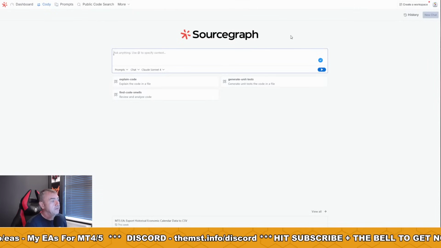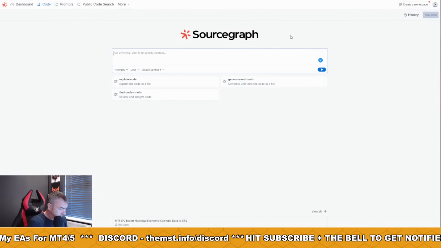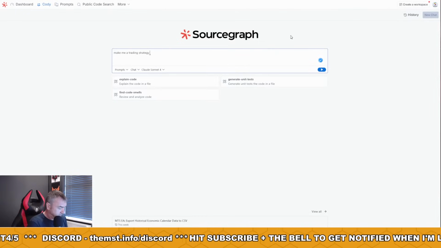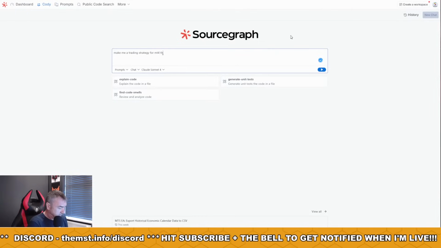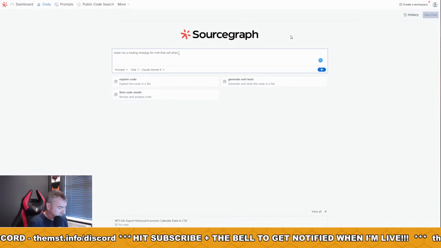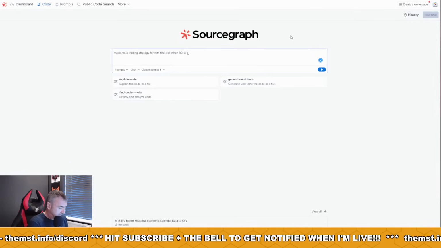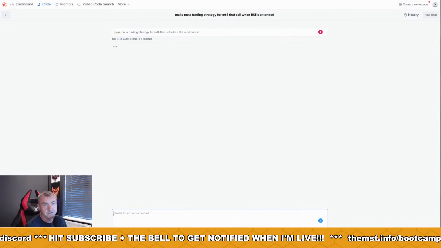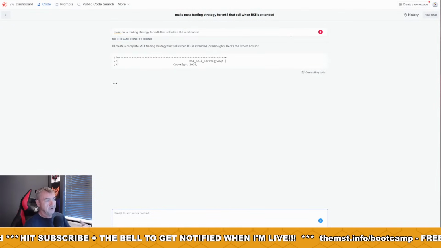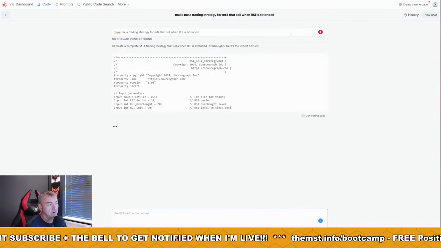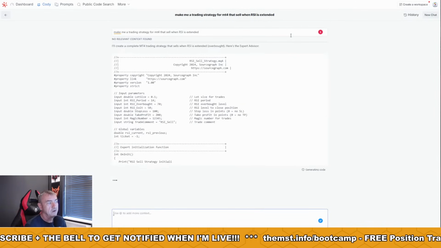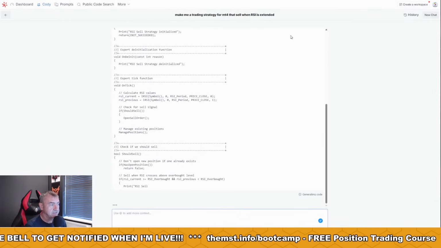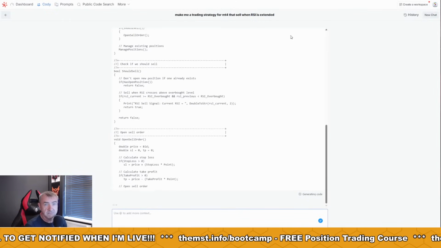So asking something along the lines of "make me a trading strategy for MT4 that sells when RSI is extended" is a very, very short prompt. So it's going to go, okay, no problem, here we go. I'm going to code you an EA for MT4 that sells when RSI is extended. I haven't given it any specifics. I've basically said, I want you to sell when RSI is extended.